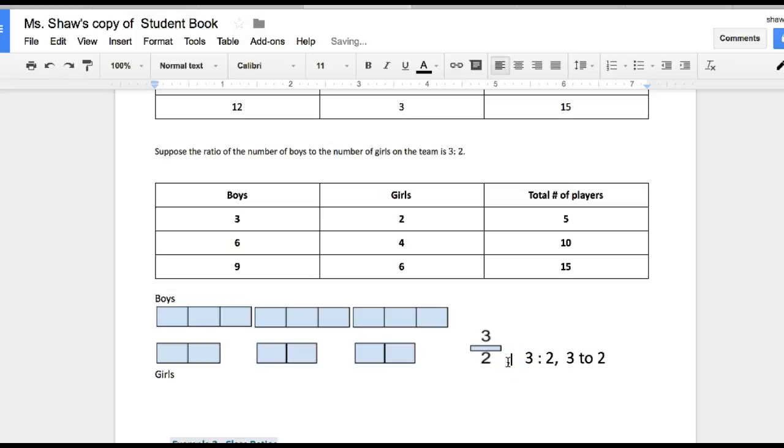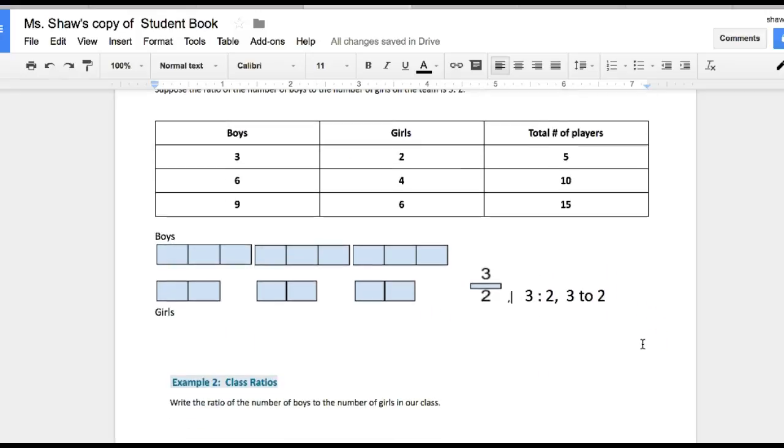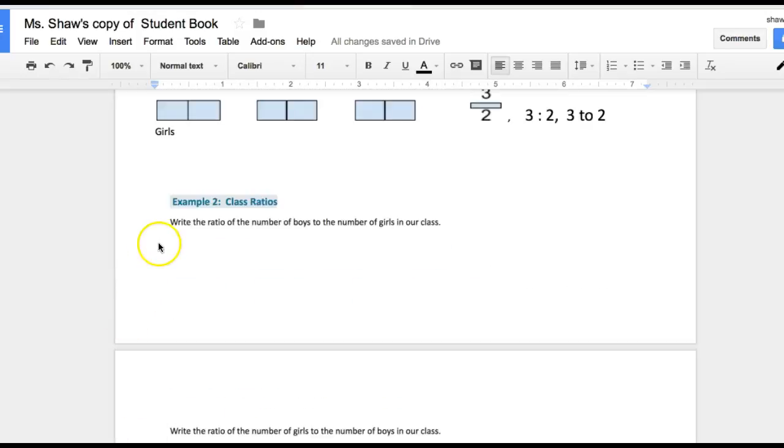And these are the 3 ways that we can write ratios: as a fraction, with a colon, and with the word to in the middle of it. We can also write the number 3 in words, T-H-R-E-E, and the number 2 in words, T-W-O, but usually you probably will see it this way. So those are the 3 ways that we can write ratios. This is your introduction. We will now take a look at example 2.